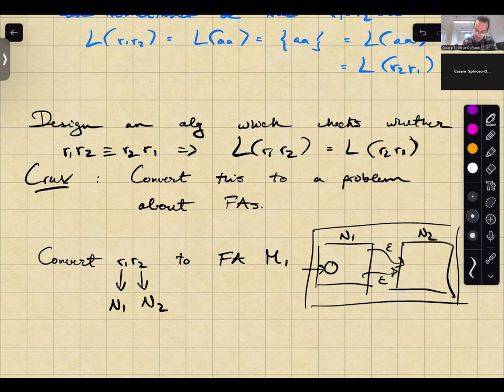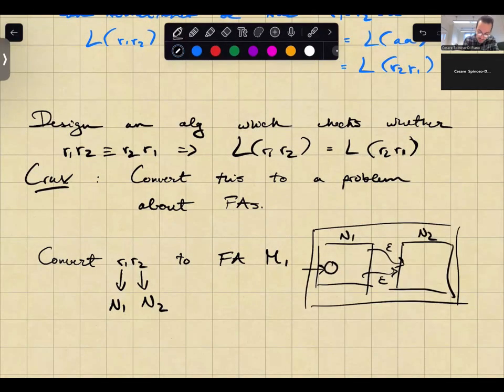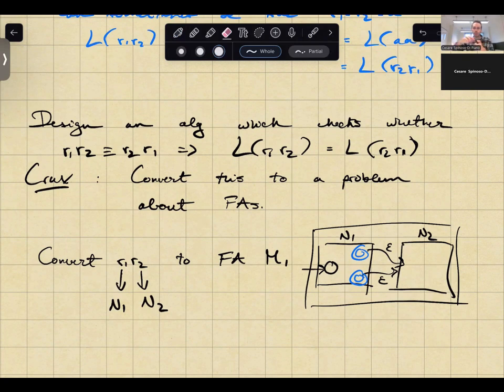And remember, to do this correctly, you have to make the accept states in here non-accept states, right? So you're actually attaching from the accept states in N1. So these become non-accept states. And you're attaching to the start state of N2, right? So here we're assuming that N2 has a single start state. And then you're keeping, okay, that's not super clear.